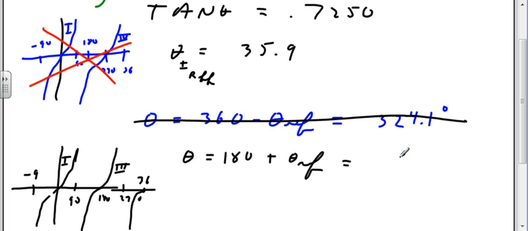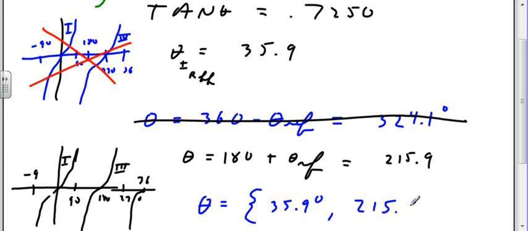So 180 plus 35.9 is 215.9. Yes, okay, that's better. So the tangent of the 215.9 guy minus the tangent of the 35.9 guy, it best be zero. It is zero. Our answer checks, and theta is going to be a solution set of 35.9 degrees and 215.9 degrees.